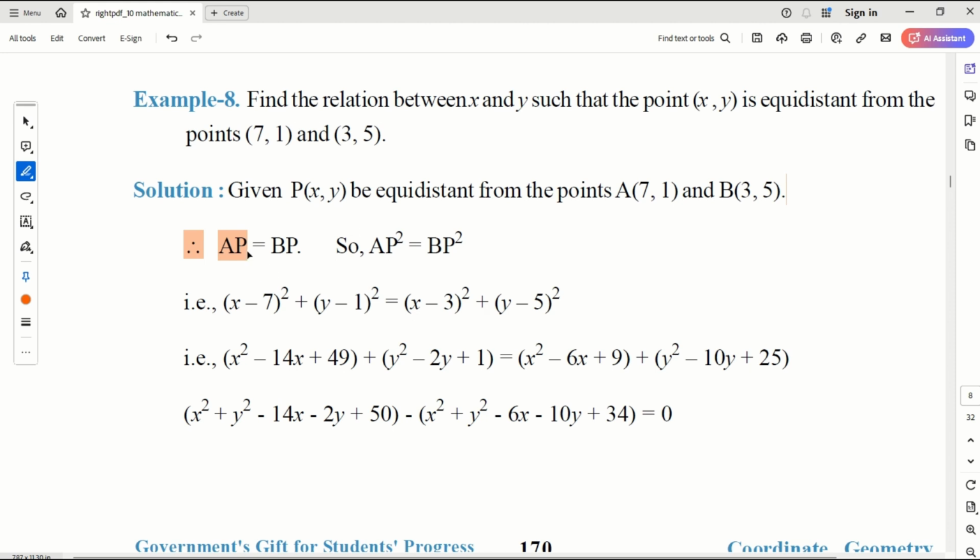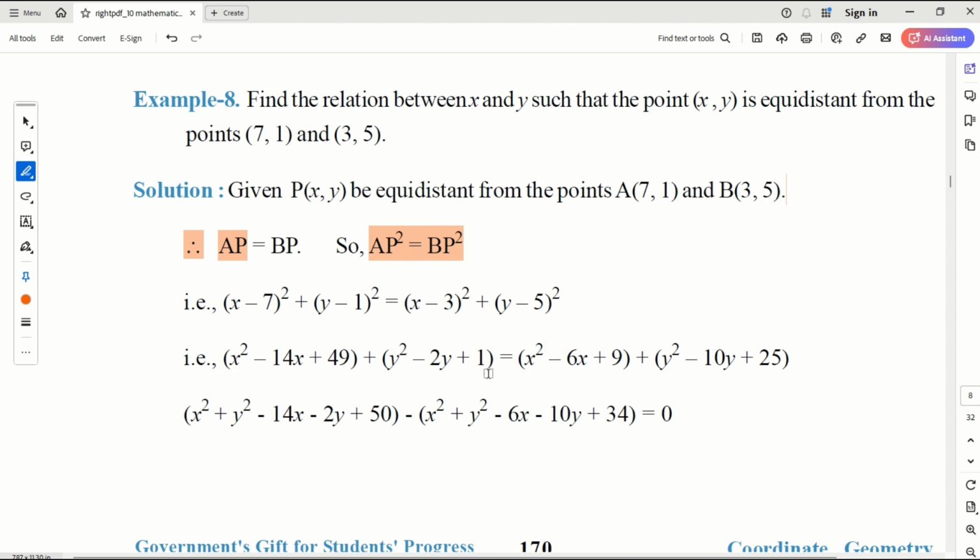So let's say the point is P, (x, y) is P, then AP should be equal to BP, or AP square equal to BP square. We can remove the square root from the distance formula. So AP square is (x minus 7) whole square plus (y minus 1) whole square, because A is (7, 1), and BP square is the distance between (x, y) and (3, 5), that is (x minus 3) whole square plus (y minus 5) whole square.